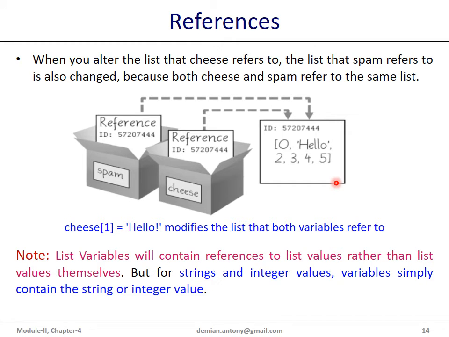Note that list variables will contain only the references to list values rather than the list values themselves. But for strings and integer values, variables simply contain the values. If we have a string variable, the variable contains the sequence of characters, and if we have an integer or floating point variable, it contains the actual value. But in the case of a list, the list variables contain only a reference to a list in memory.